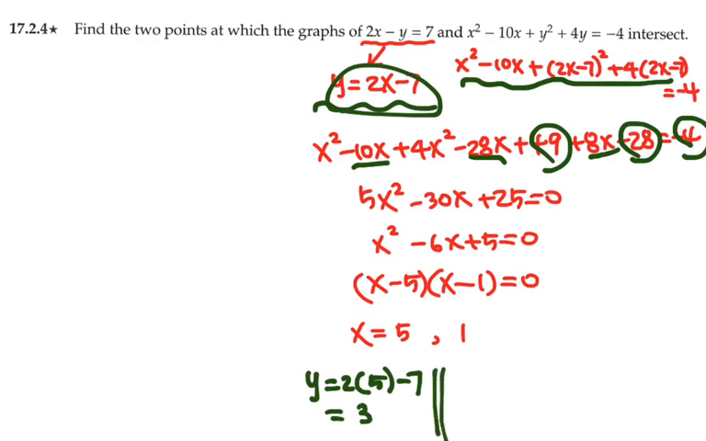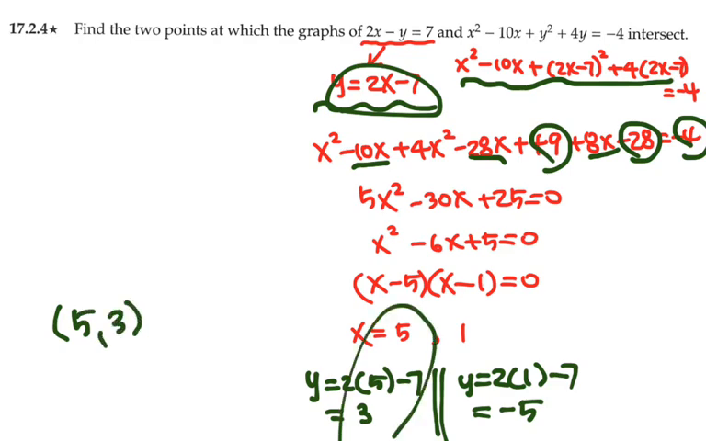So that's the first point. How about the second point? When x equals 1, the y value is equal to 2 times 1, which is 2, minus 7 becomes minus 5. So we want to find out what those 2 points are. The first point is 5, 3 from here. The second point would have been 1, negative 5.